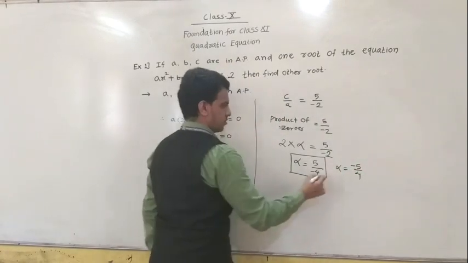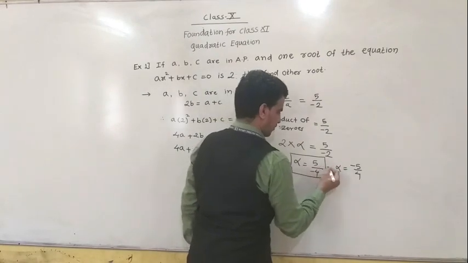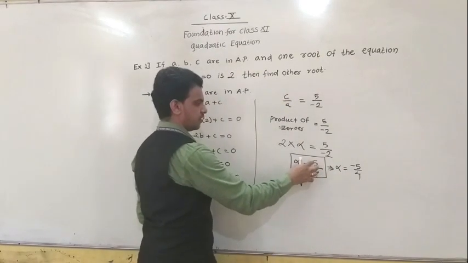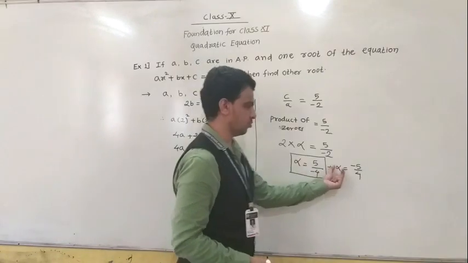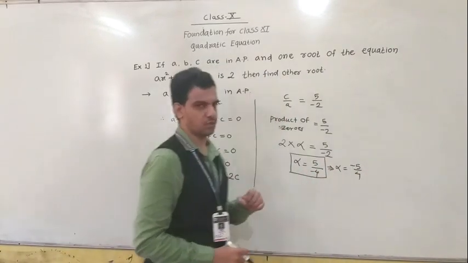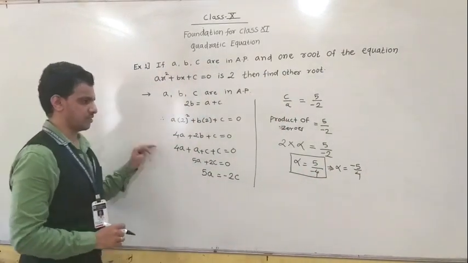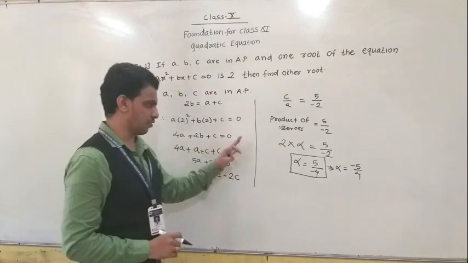Okay, so mostly we have to write this negative sign to the numerator, so alpha is equal to minus 5 upon 4. So this is the first example.